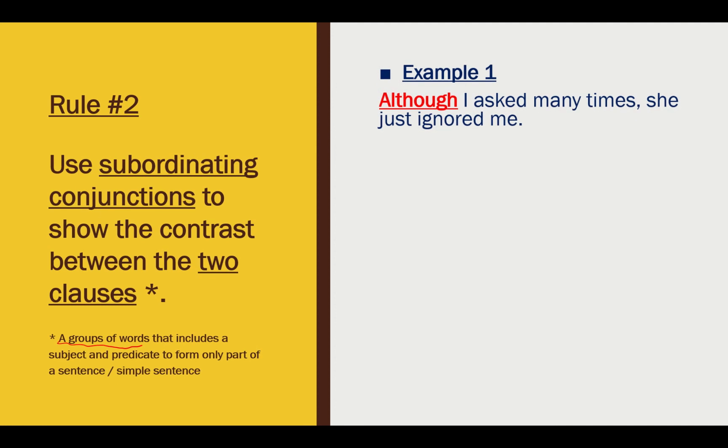Right, let's look at example 1. Although I asked many times, she just ignored me. So I asked many times is a positive action, which is a good thing. But the actual feedback is she ignored me, which is quite negative. So when you want to show a contrast like this, you add an adverb here to show the contrast.